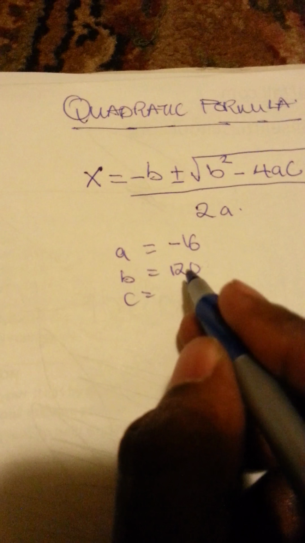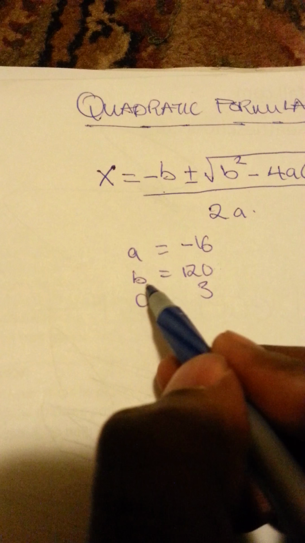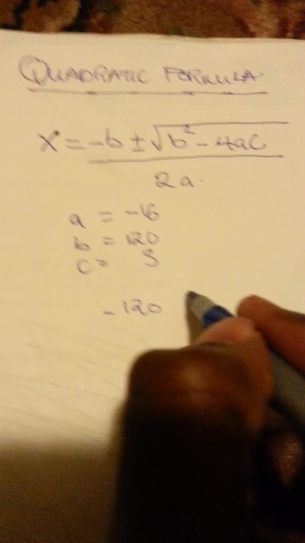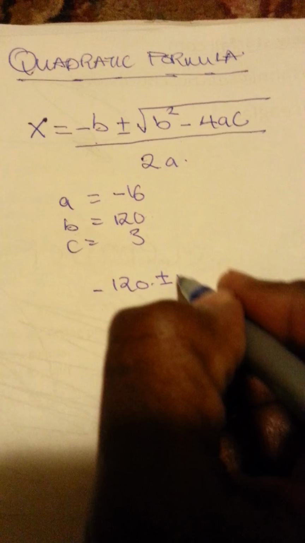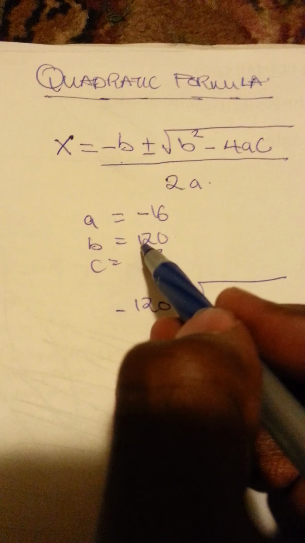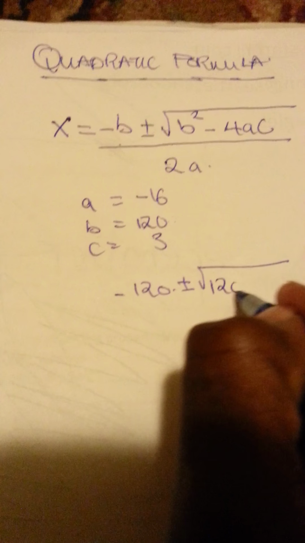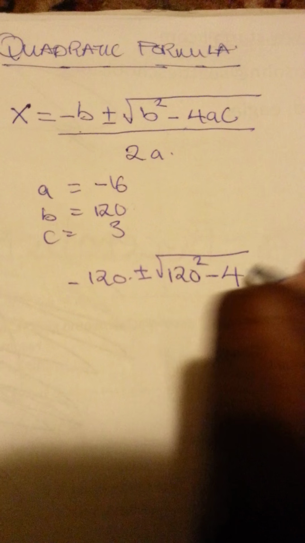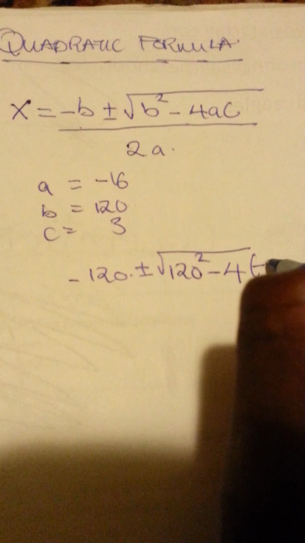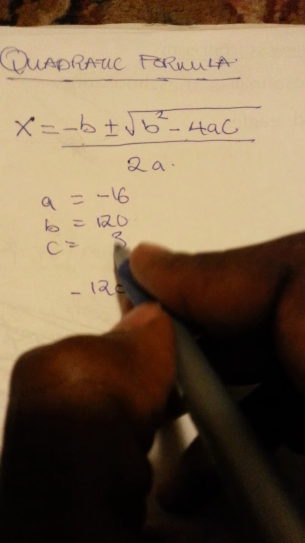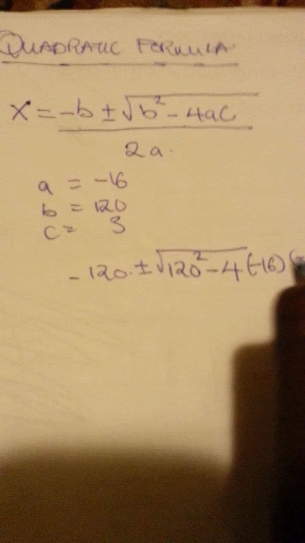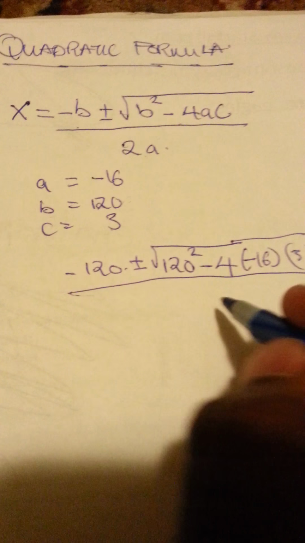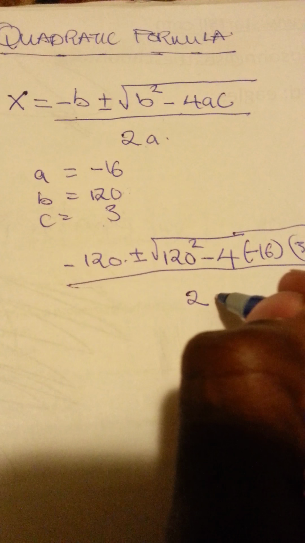So negative b is 120, so negative 120 plus or minus square root of b squared, which is 120 squared, minus 4ac, minus 4 times a, which is negative 16, times 3, and divided by 2a. A is 3.